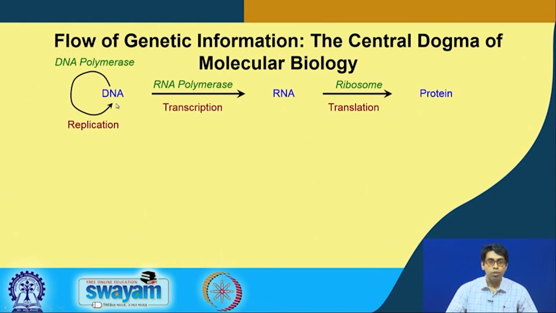DNA stores the information. When a cell divides, the DNA also has to multiply. That copying of DNA is called replication, and it is done by enzymes which are again proteins. These enzymes are called DNA polymerase. Now, once you have the DNA, if you want to make the protein, you have to extract out the information.